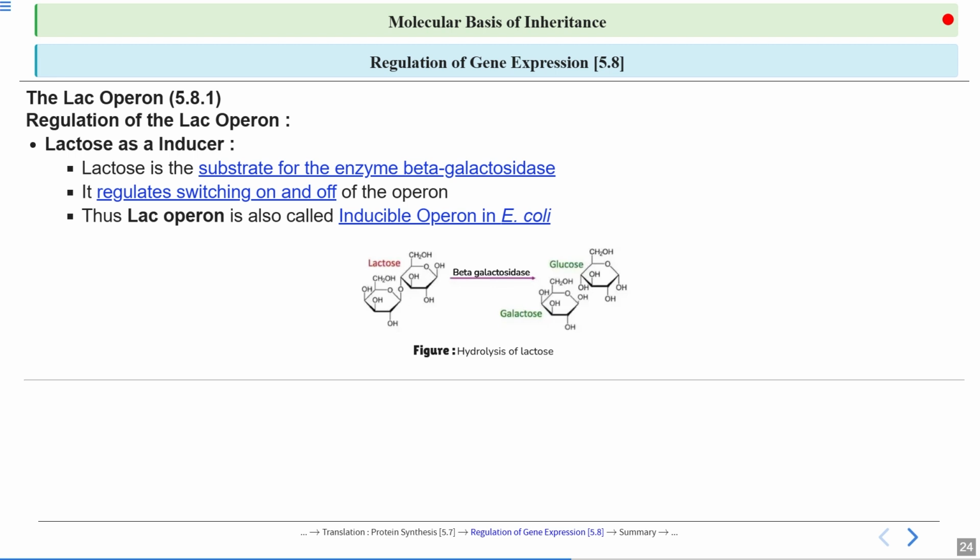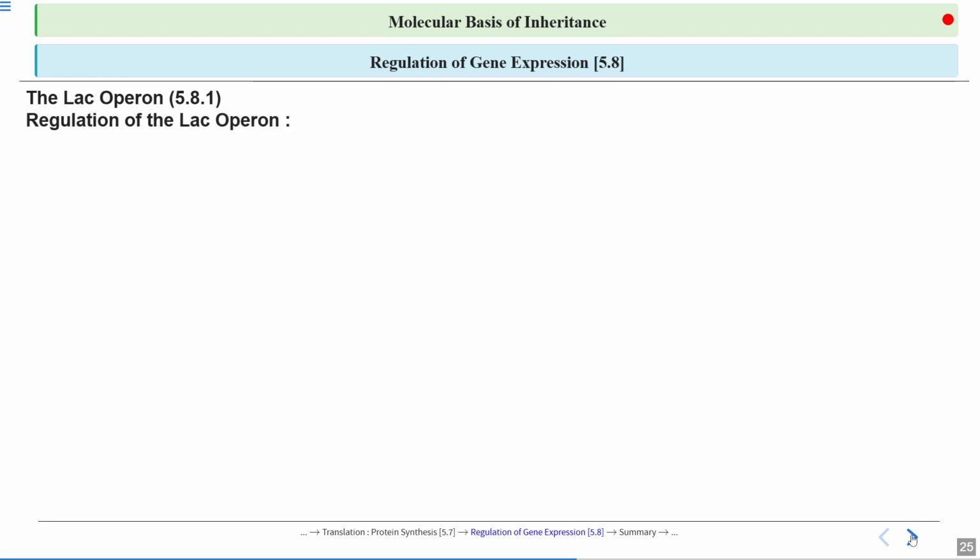Lactose is the substrate for the enzyme beta galactosidase, which the Z gene encodes. It regulates the switching on and off of the operon. This lactose will decide when this operon will be switched on and when it will be switched off. That's why this lac operon is also called an inducible operon in E. coli. So what is the function of beta galactosidase? It converts lactose into glucose and galactose, that is, hydrolysis of lactose, which we have also studied in that table.